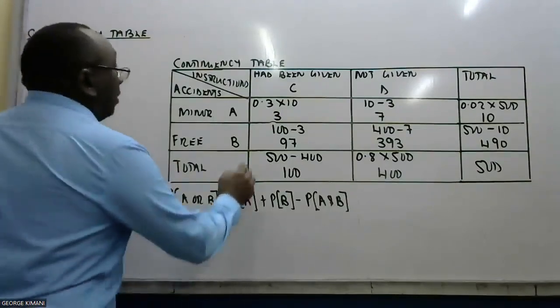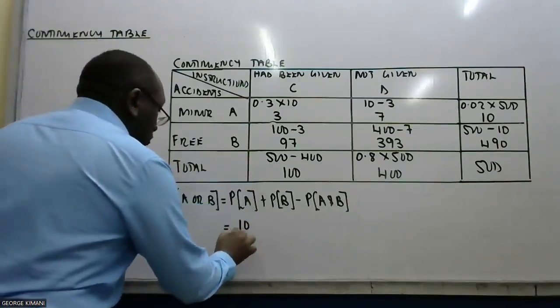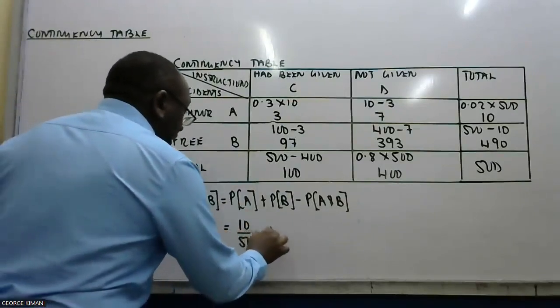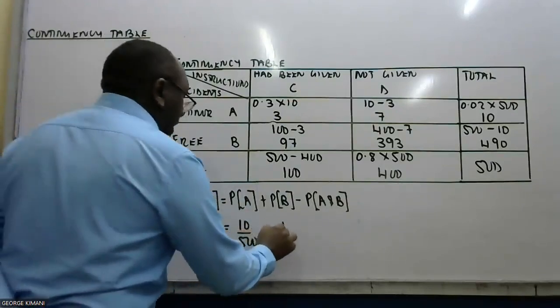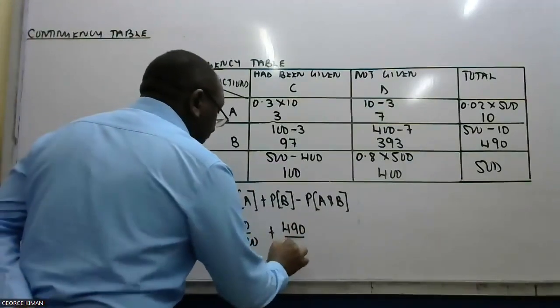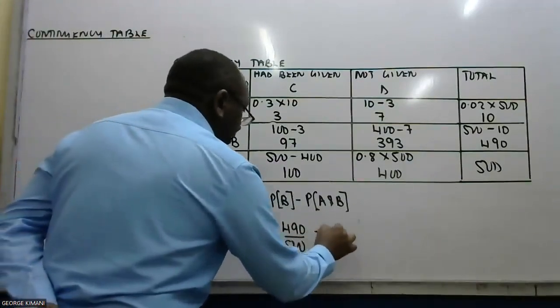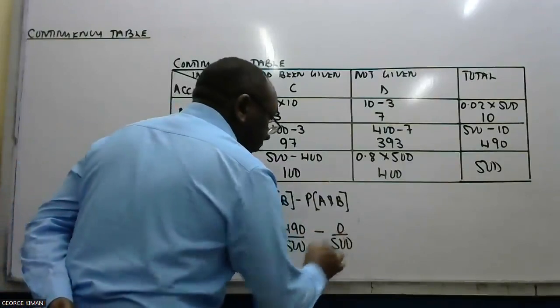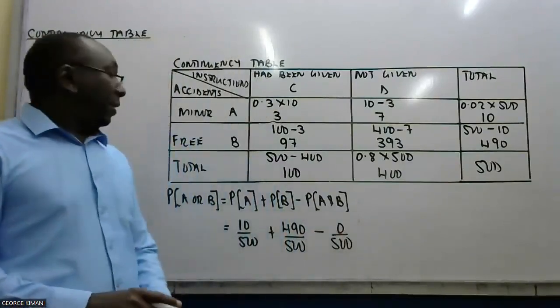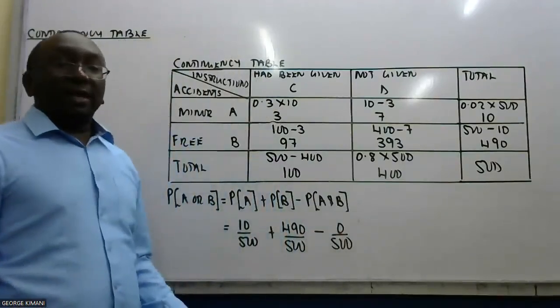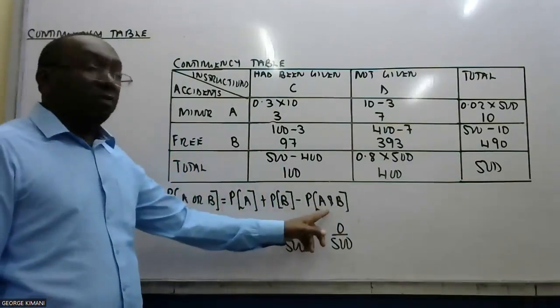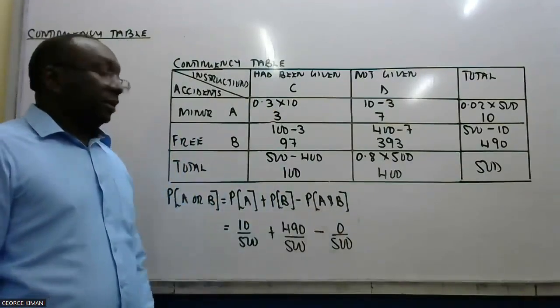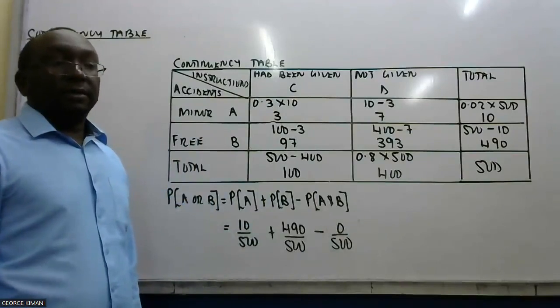So here you said the probability of A is 10 out of 500, okay? And the other one you said 490 out of 500. And for this you said 0 out of 500. It is 0 because you see there is no place where A and B meet.